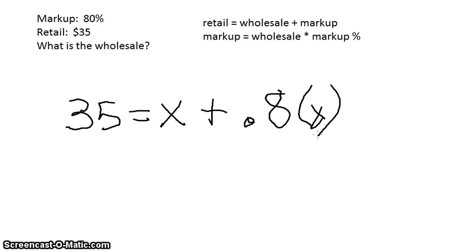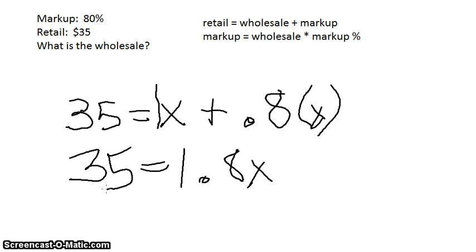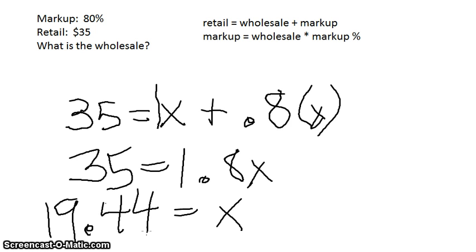Well, can I add those together? Yes, secretly there's a 1 hiding over here. He doesn't like to show himself, but there's a 1. So you get 1.8X, and that's going to equal 35. And then when you divide that out, you get a big long decimal, but it approximates to $19.44.